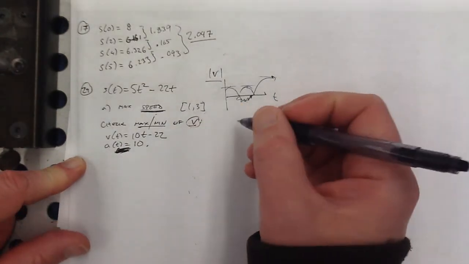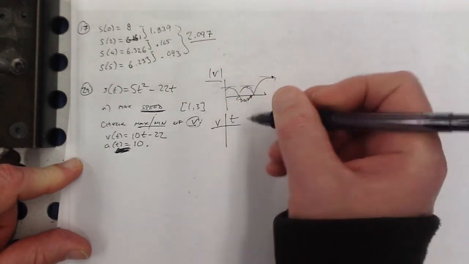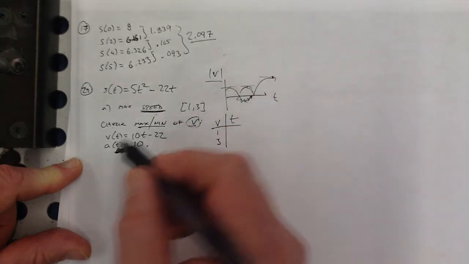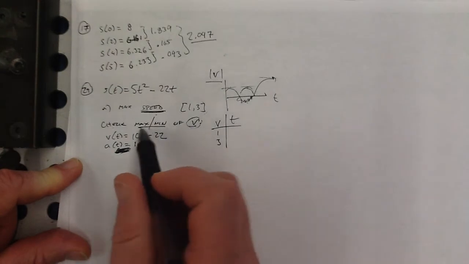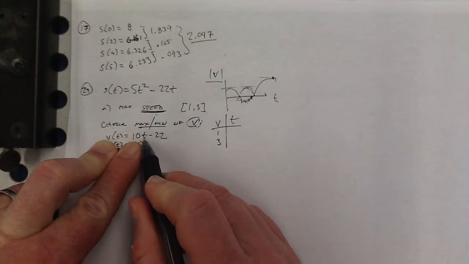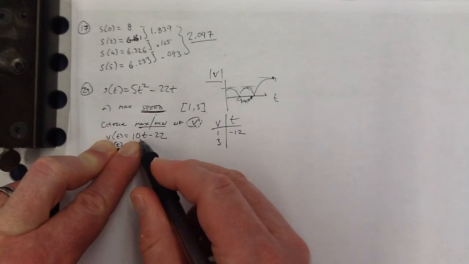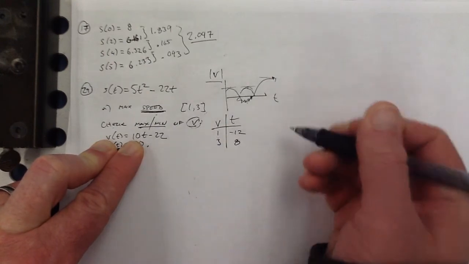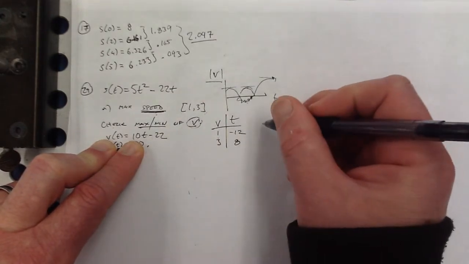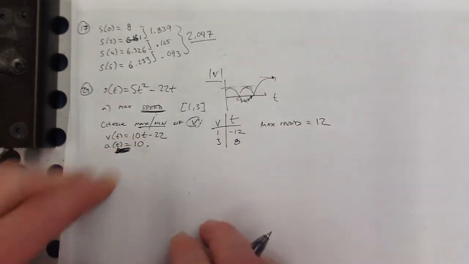Well, that means we have to check the endpoints because we're doing this on a closed interval. So what's the velocity at time 1 and time 3? If I did find some zeros, I would include those in this table, but I didn't. So what's the velocity at time 1? It's negative 12. What is it at time 3? It's positive 8. So the speed is the absolute value of this, so the maximum speed is 12.